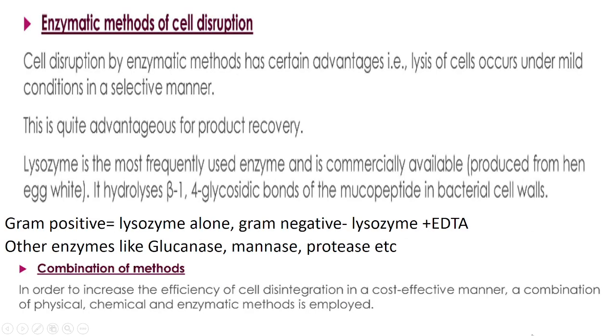Then you have the enzymatic method, using certain enzymes that can act on the cell membrane and open the cell. You can use lysozyme, which hydrolyzes the beta 1,4 glycosidic bonds in the bacterial cell wall. You can also go for glucanases, mannase, protease, etc. You can also use a combination of enzymatic, chemical, and physical methods to successfully break open the cell.